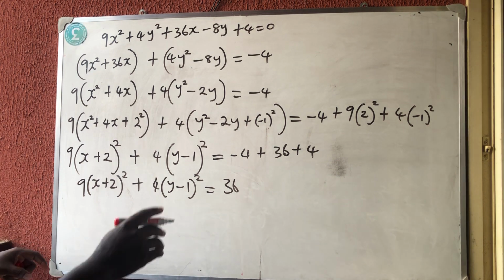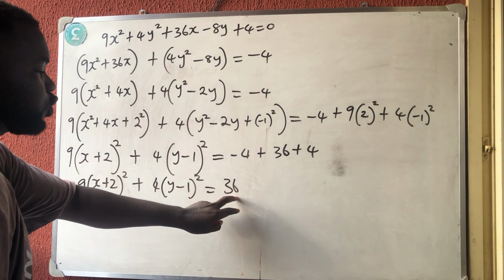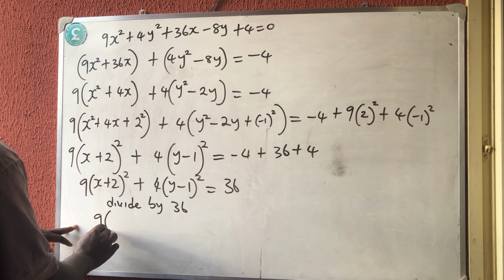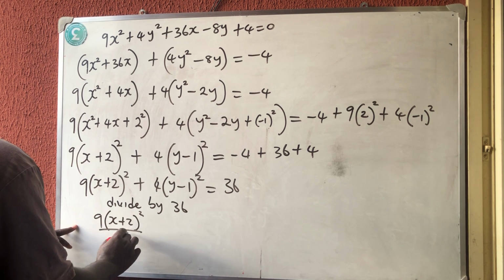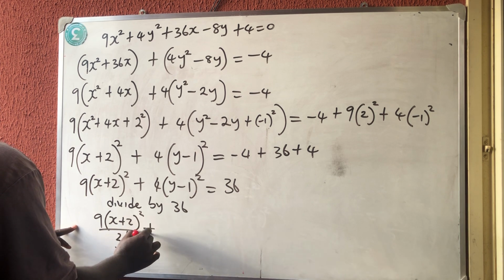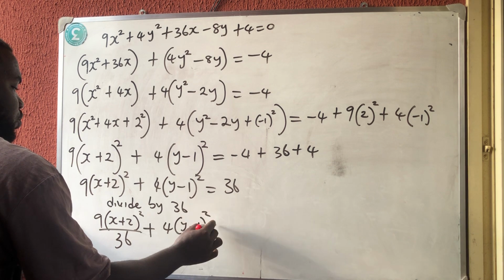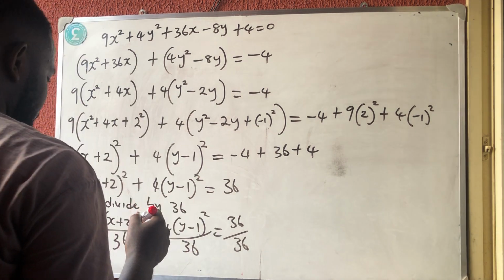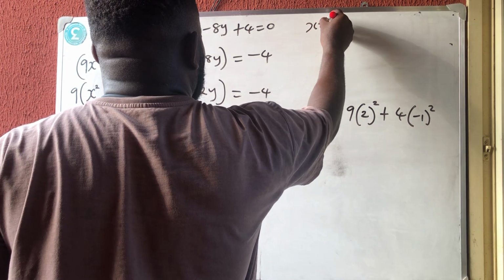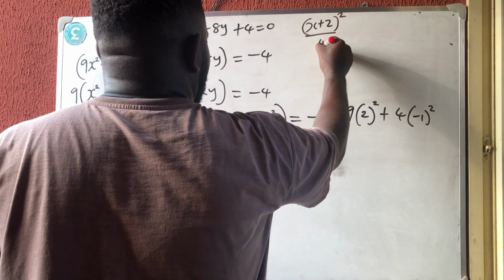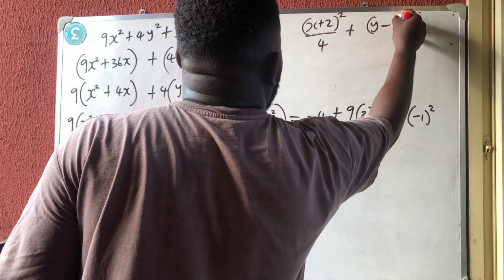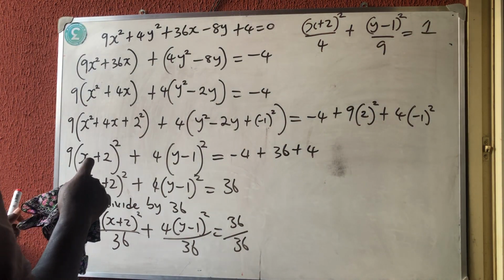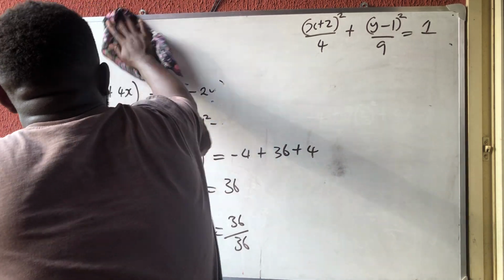So you see it's now looking like the other one. So let's divide everybody by 36 because I want this side to be 1. So divide by 36. So I have 9 bracket x plus 2 all squared divided by 36, plus 4 bracket y minus 1 all squared divided by 36, is equal to 36 divided by 36. So what do we have? We now have that the equation becomes x plus 2 all squared over 4 plus y minus 1 all squared over 9 is equal to 1.